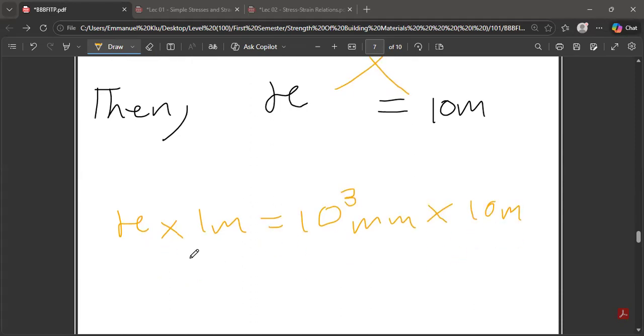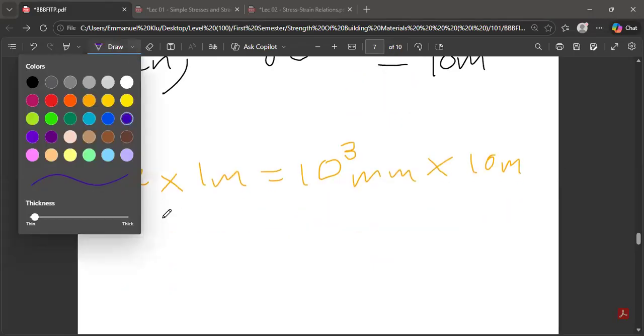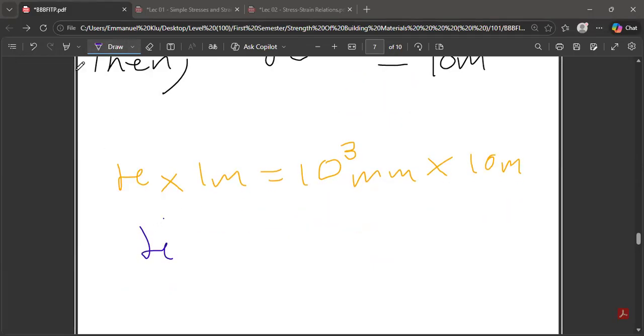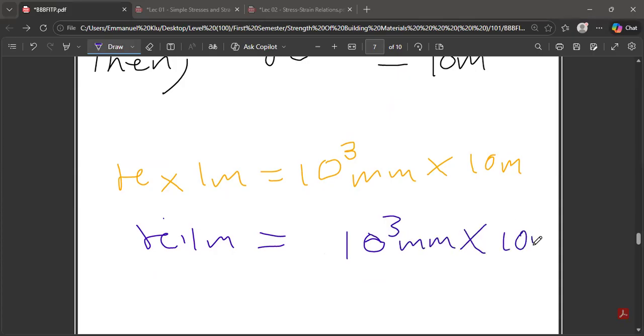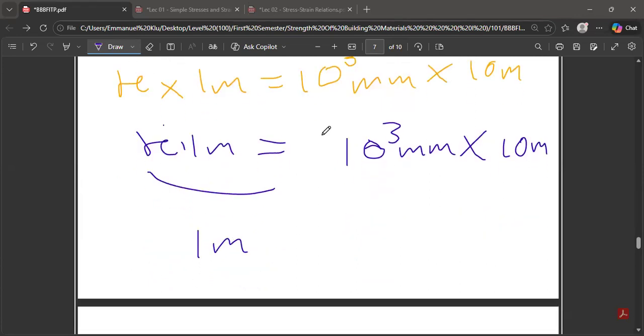Okay, good. At the end of the day, what is this going to produce? Always write variables first, number before variable. So this is going to give us x times 1 meter is equal to 10 exponent 3 millimeters times 10 meters. Because we want x to stand alone, we divide both sides by 1 meter. So at the end of the day, what are you going to get?